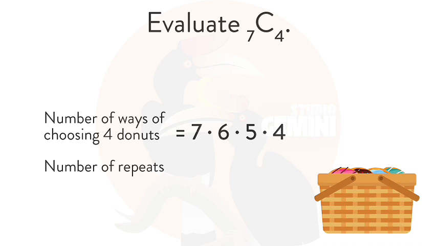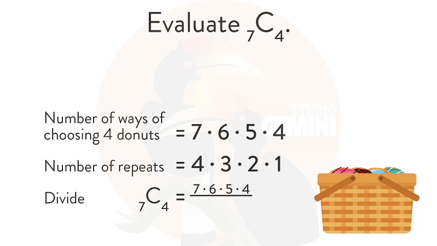Every time we choose 4 donuts, the repeats include all of the ways of reordering those same donuts. That's 4 times 3 times 2 times 1, or 4 factorial ways. This means that every single donut combination belongs to a group with 4 factorial redundancies. We can divide our total, 7 times 6 times 5 times 4, by 4 times 3 times 2 times 1, and account for any repeats.